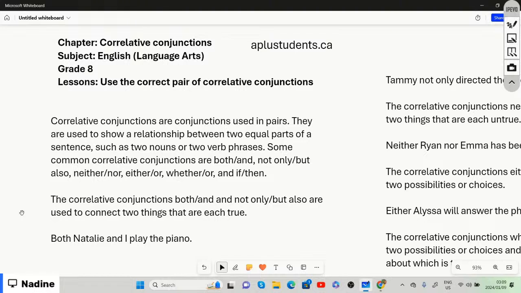So once again, correlative conjunctions are conjunctions that are used in pairs, and they are used to show a relationship between two equal parts of a sentence, such as either two nouns or two verb phrases. Some correlative conjunctions are both and, not only but also, neither nor, either or, whether or, and if then.